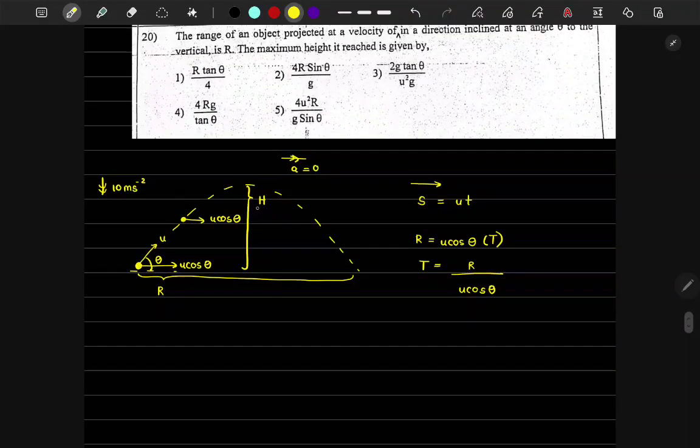Using that, I can calculate the maximum height by considering half of the flight time, because the time taken to move up is equal to the time taken to move down along the same projectile. So if I consider s equals (u plus v) over 2 into t, upwards, if I get h as the maximum height, I have u sin theta as the initial upward velocity. The final velocity is 0, because at the maximum point the velocity should be 0 in this direction.